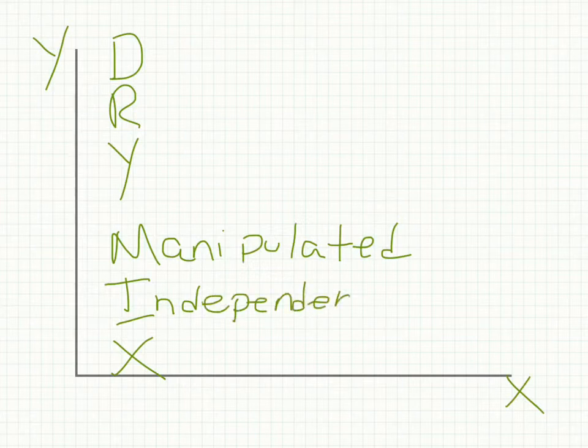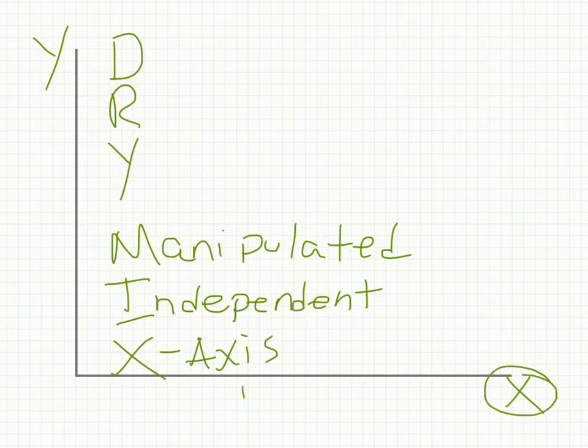The independent variable. And the independent variable always goes on the x-axis. So this axis down here is considered to be the independent axis. And whatever your independent variable is, you're going to list it there and you're going to record its numbers down there.